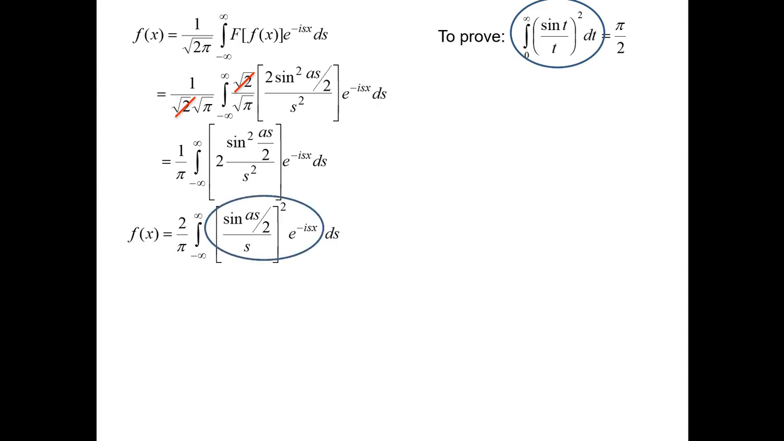So taking 2 outside, we get 2 divided by pi integral over minus infinity to plus infinity (sin(as)/2) divided by s squared, which can be written combinedly as (sin(as)/s) the whole square into e power minus isx ds. But what do we actually want to prove? We have to prove that integral over 0 to infinity (sin t by t) the whole square dt equals pi by 2. So when we compare these two expressions, we can get similarly.